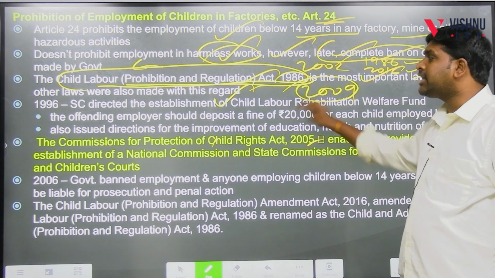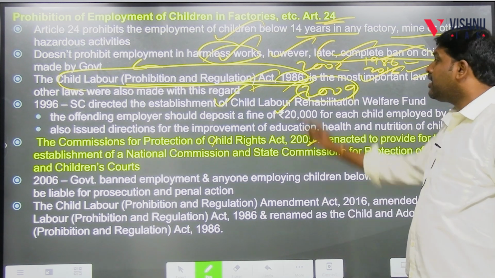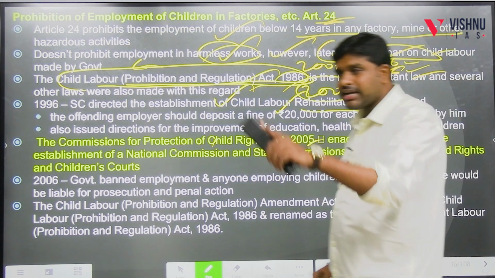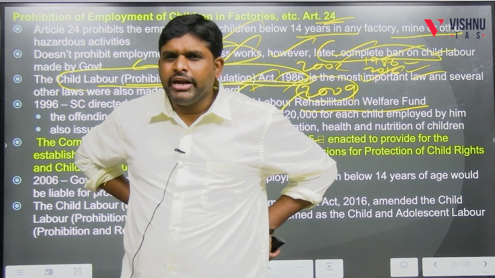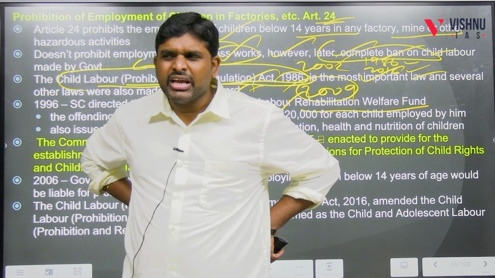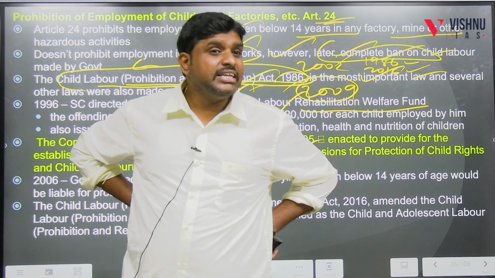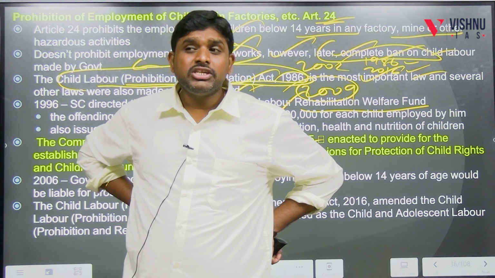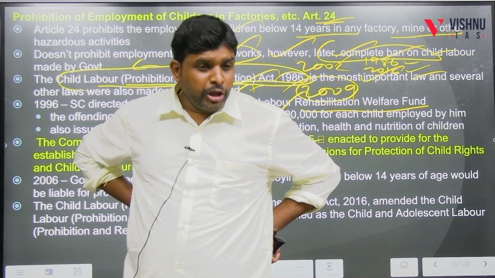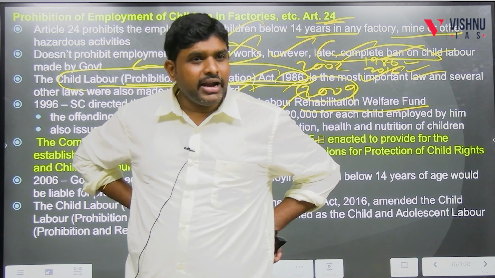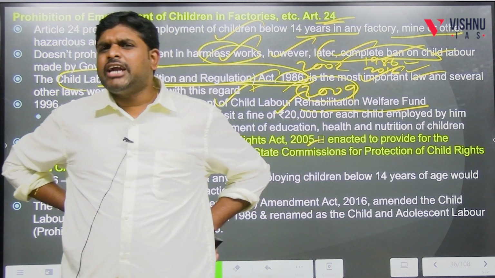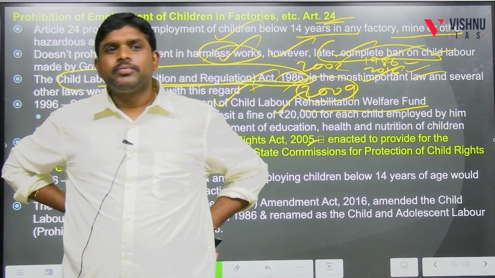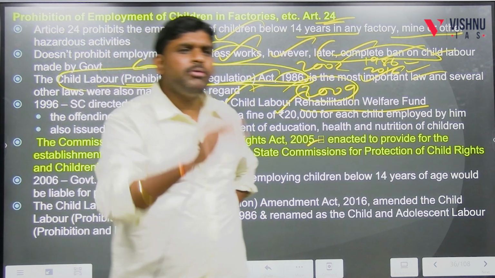In 1996 the Supreme Court directed the establishment of the Child Labor Rehabilitation Welfare Fund. Understand this. Again, in 1986 we prohibited child labor, but did we create an alternative? In 1986, what is the act name? Child Labor Prohibition and Regulation Act 1986. We prohibited. We regulated. Whether we provided an alternative, what is the alternative? Rehabilitation. There is no rehabilitation.